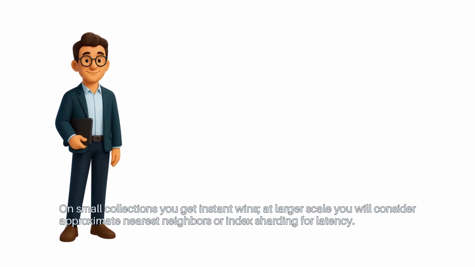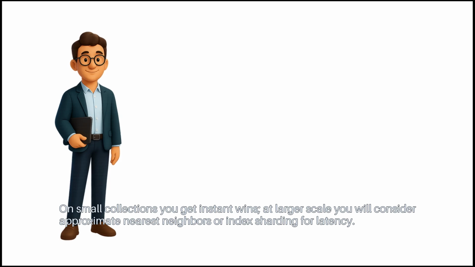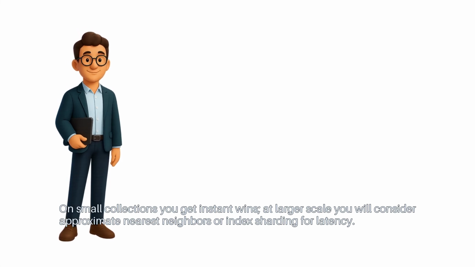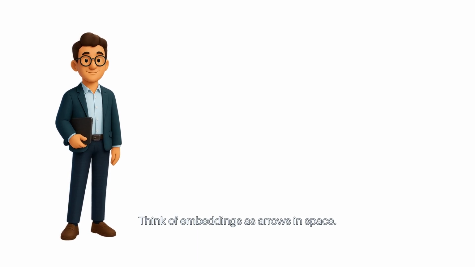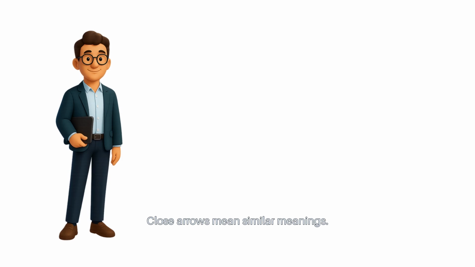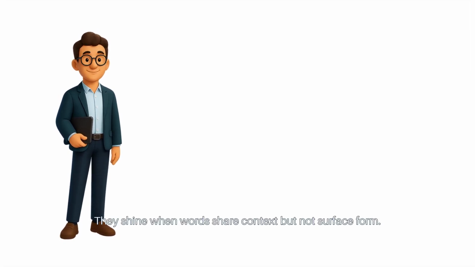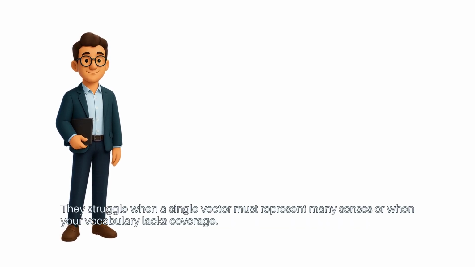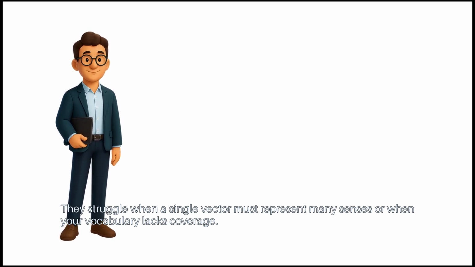On small collections, you get instant wins. At larger scale, you will consider approximate nearest neighbors or index sharding for latency. Think of embeddings as arrows in space. Close arrows mean similar meanings. They shine when words share context but not surface form. They struggle when a single vector must represent many senses or when your vocabulary lacks coverage.